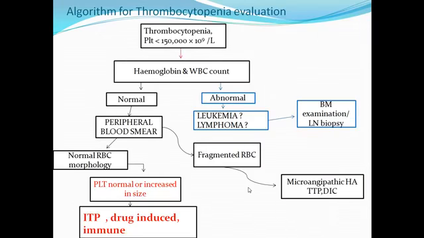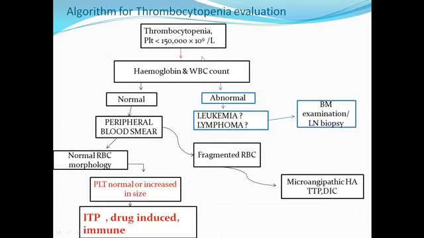Again, if we go through largely to evaluate a case of thrombocytopenia, if we find abnormality in hemoglobin count, leukemia, lymphoma, then we have to perform bone marrow examination, lymph node biopsy, or immunohistochemistry. So many other tests we can perform.